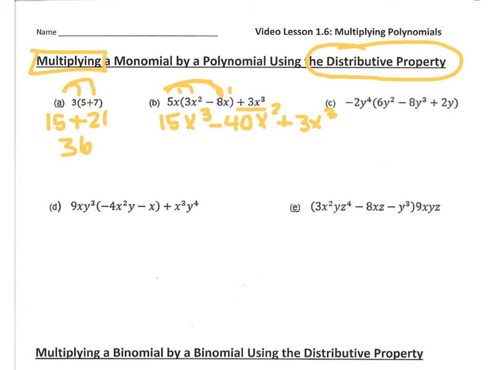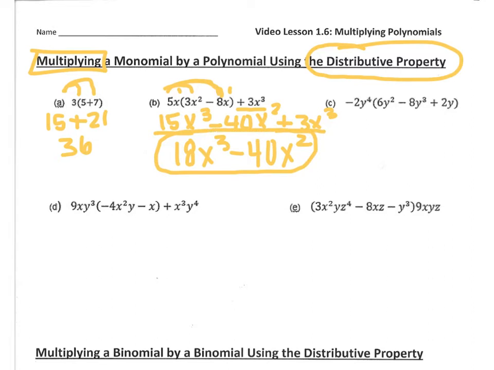Now I see a couple like terms I can combine. I see a 15x to the third plus a 3x to the third. So in its most simplified form, we have 18x to the third, and we have a minus 40x squared. That's its most simplified form. We did that by distributing and then by combining like terms.